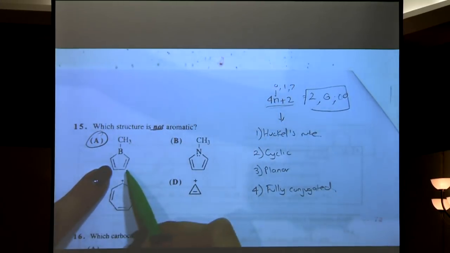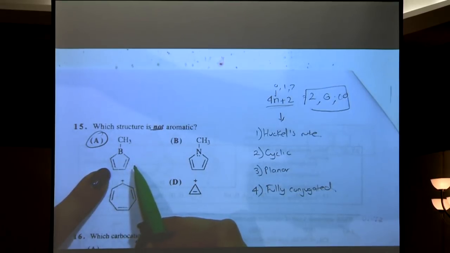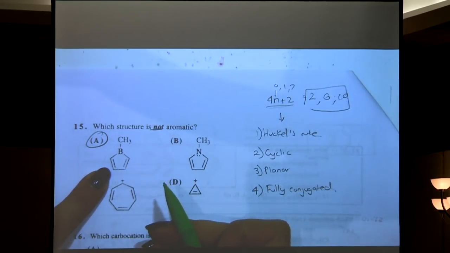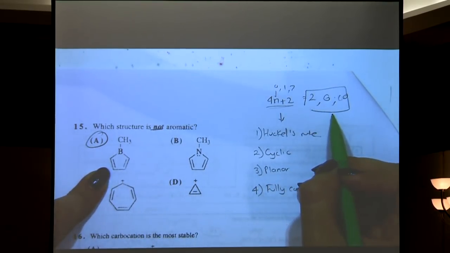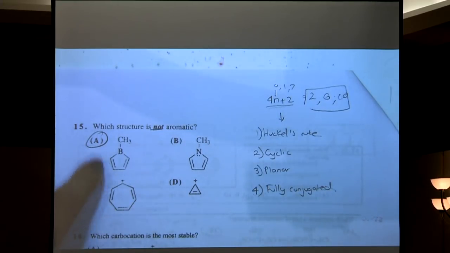So if we look at how many pi bonds we have here, how many electrons? We have 4. Is that one of the numbers that we have over here? Right. So it doesn't satisfy Huckel's rule. Does that make sense? Cool. Any other questions?